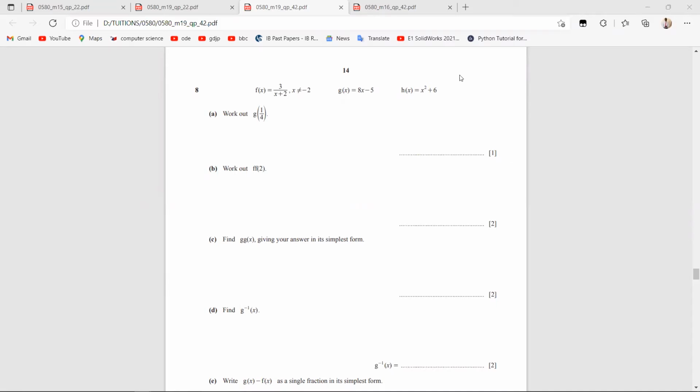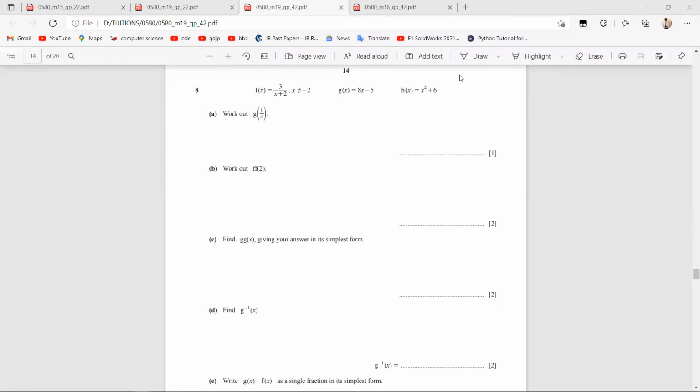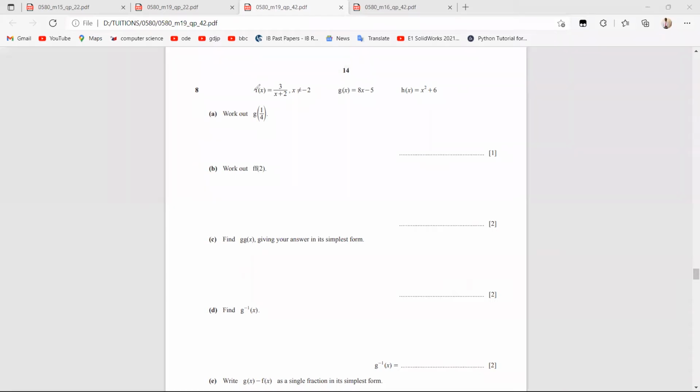So the first question up there, wait, before we even do that, we have three functions to deal with. Function f, function g, and function h, all right? So now A is asking you to find g quarter. So we need to call function g down here because we need it. And function g is 8x minus 5, all right? So what is g quarter? G quarter simply means you take 1/4, put it where x is, right? So you take the position of x there.